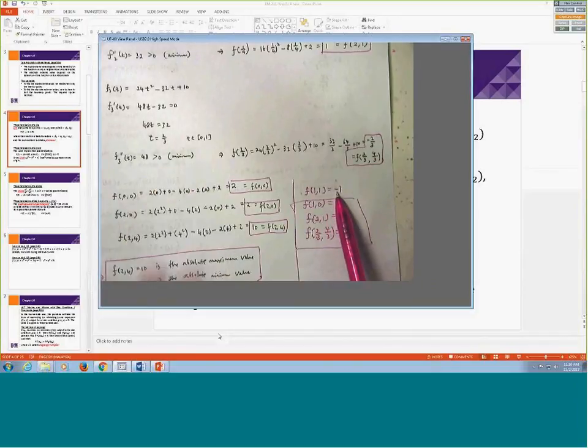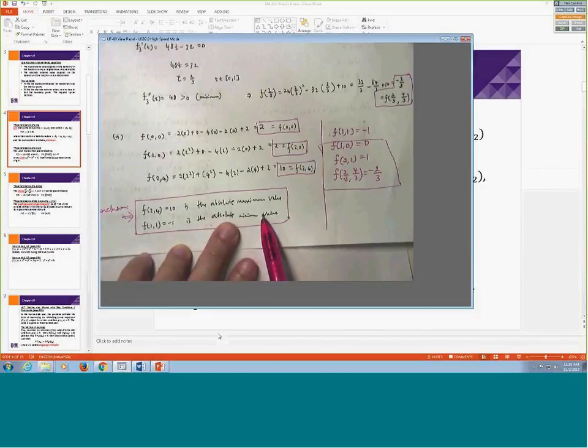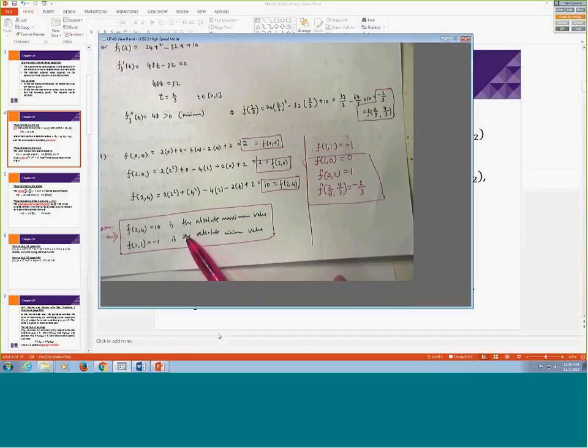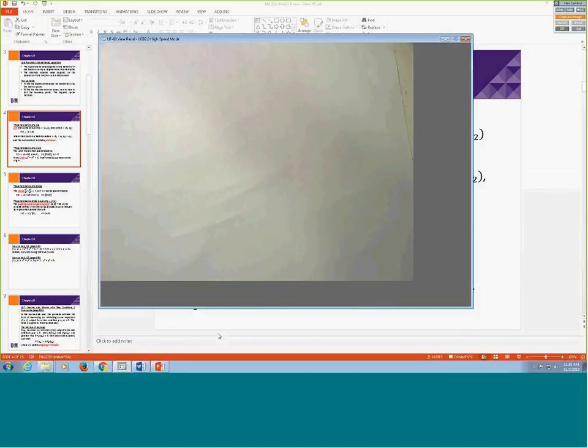So f(1,1) = -1 is the absolute minimum value. The maximum will be this: f(2,4) = 10 is the absolute maximum value. Okay, so this we have discussed in the intensive course.